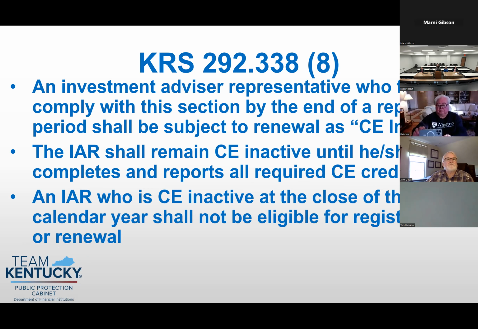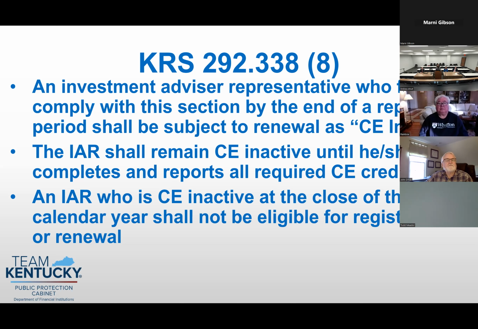An investment advisor representative who fails to comply with this section by the end of a reporting period shall be subject to renewal as CE inactive. The IAR shall remain CE inactive until he or she completes and reports all required CE credits. And an IAR who is CE inactive at the close of the next calendar year shall not be eligible for registration or renewal. What this means is you essentially have 2 years before anything actually happens in terms of the CE. So if we're in 2023 and you do not do any of your CE in 2023, then you will renew for 2024 as CE inactive.